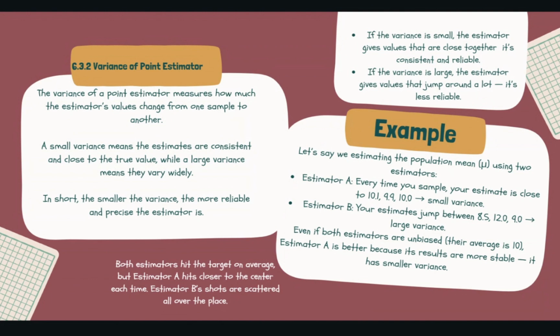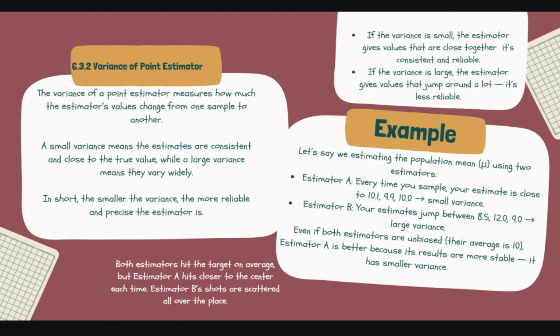And now, let's proceed to an example. Let's say we're estimating the population mean using two estimators, estimator A and estimator B. Every time you sample, your estimate for A is close to 10.1, 9.9, and 10. That is our small variance. Later, I will discuss the solution. For estimator B, your estimates jump between 8.5, 12, and 9. That is our large variance.